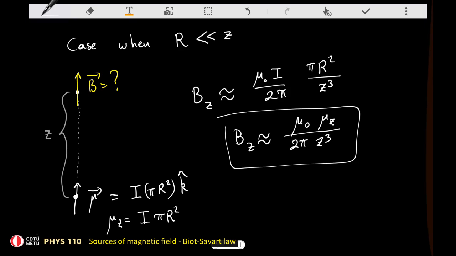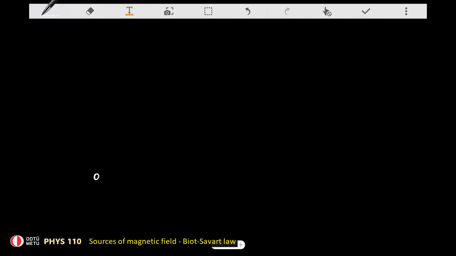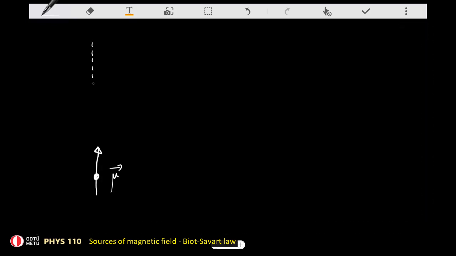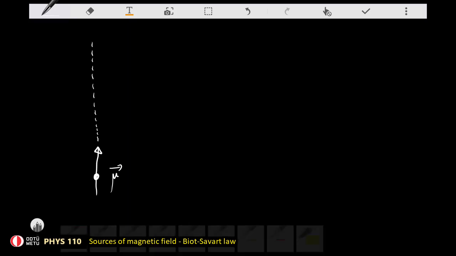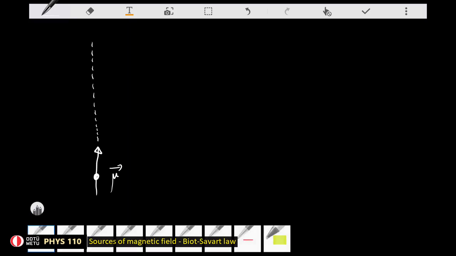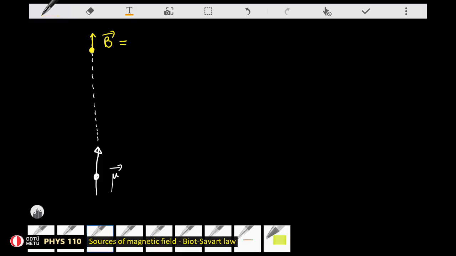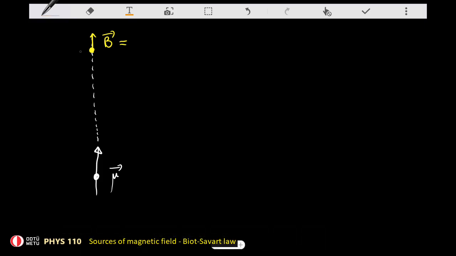So as a result, I can perhaps erase everything and rewrite it like that. I have a certain magnetic dipole in here, perhaps an atomic dipole. I'm drawing this axis in here. On that axis, I have a certain point, and I would like to compute the magnetic field there. I'm going to write down the expression. But the distance between the dipole and the point in question is little r.